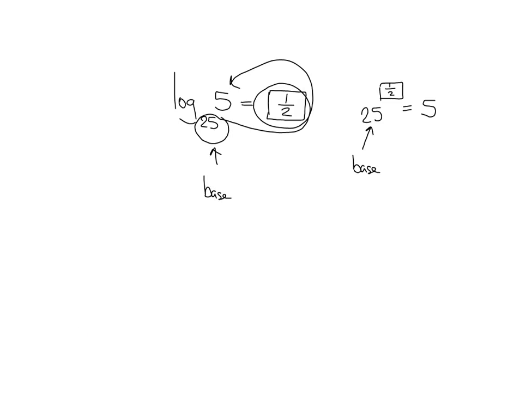So that's evaluating logarithms. Now, how would you change an exponential back into a logarithm? For example, 2 to the 5th power equals 32. How do you change that back into a logarithm? Well, this would be log base what? What's going to go down here? 2. What's going to go here? What's going to go over here?